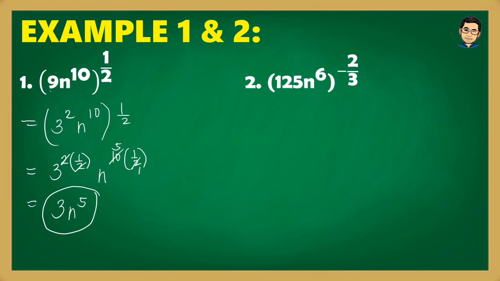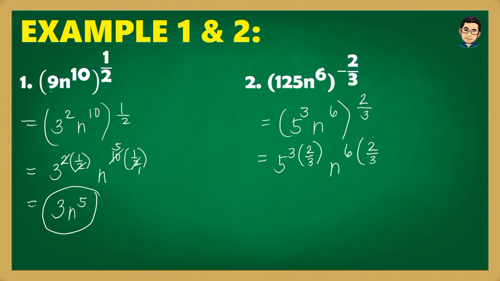Next, the quantity of 125n raised to the 6th power raised to 2/3. So, yung 125, pwede siyang express as 5 cube. Perfect cube kasi siya. And then, n raised to 6 raised to 2/3. Ayan. So, kagaya ng ginawa natin kanina, paghiwalay natin, 5 raised to 3. Then, multiply natin sa 2/3. Tapos, yung n raised to 6. Multiply natin sa 2/3. Ayan.